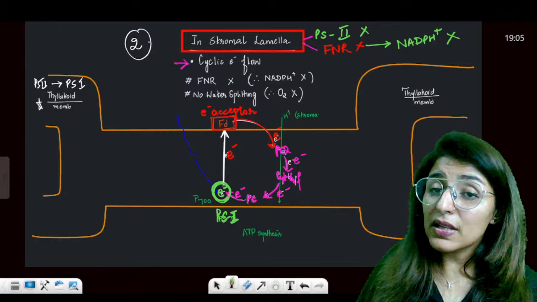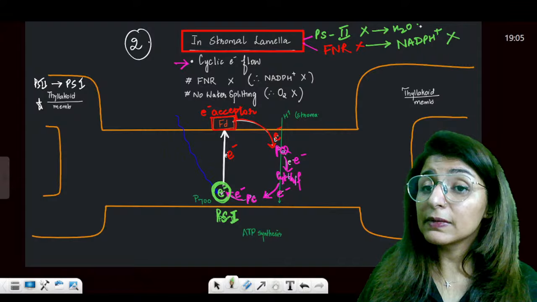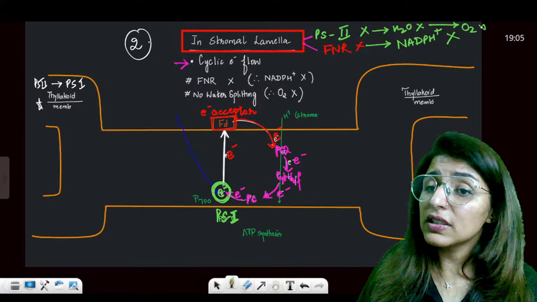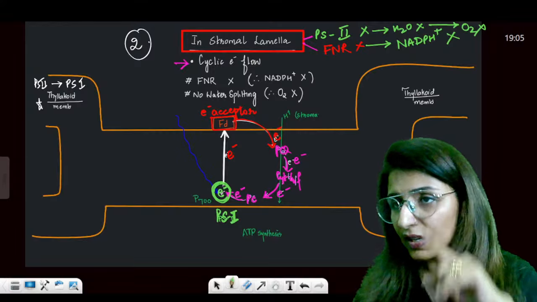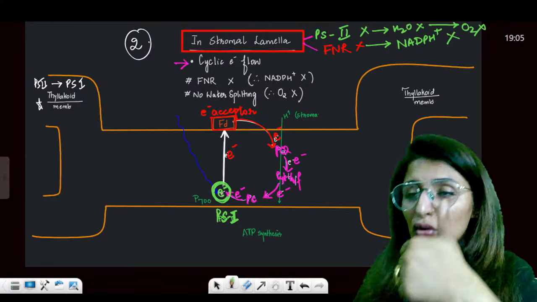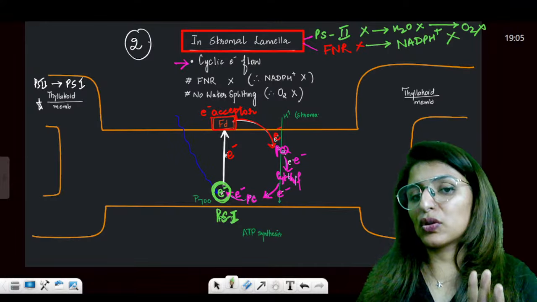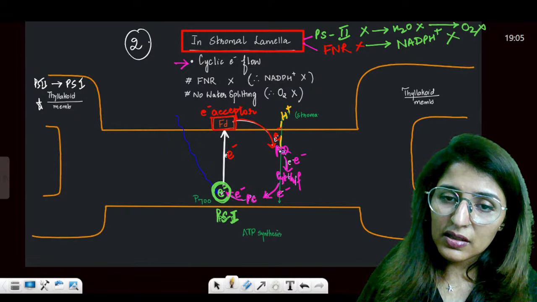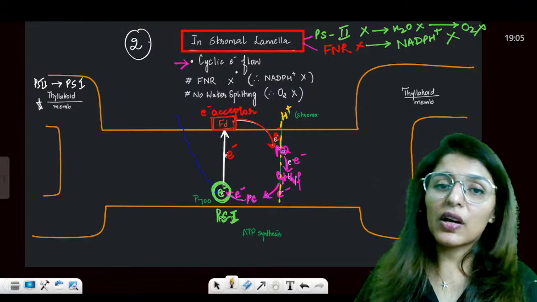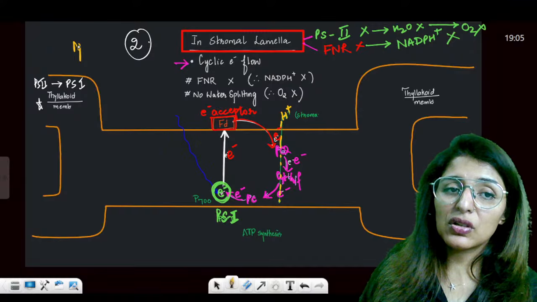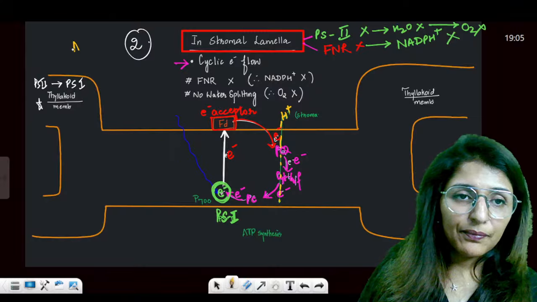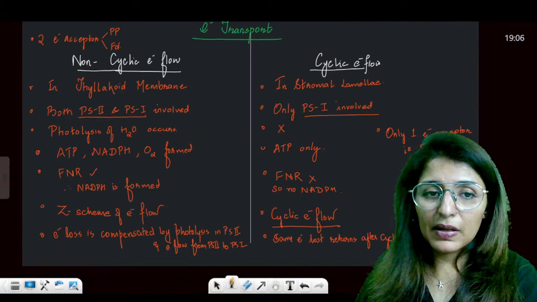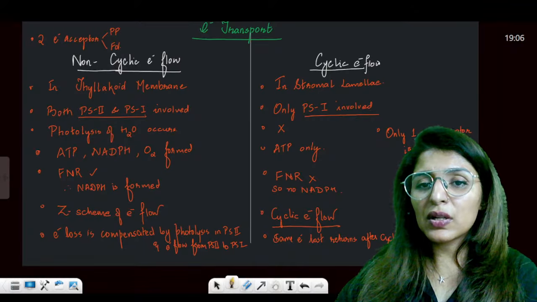Now since there is no PS2, there will be no water splitting. And moreover, it is not even needed. Since there is no water splitting, there will be no oxygen. During the cyclic electron flow, guys, there is no oxygen produced, there is no NADPH produced. But again, there will be transport of H positive ions. So ATP production will take place. Is this point clear? ATP production will definitely take place. So these are some points of differences between non-cyclic and cyclic.